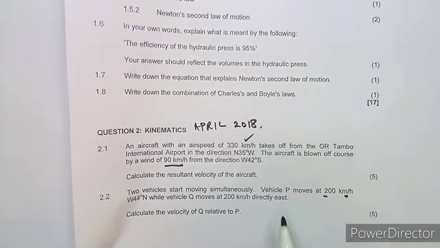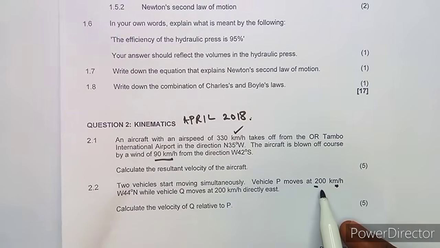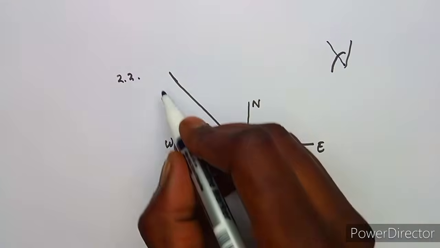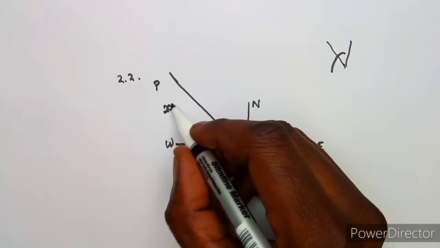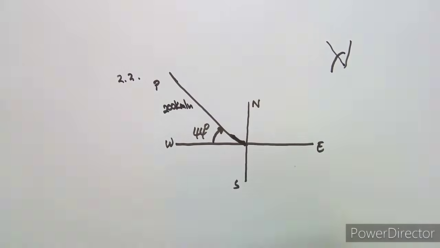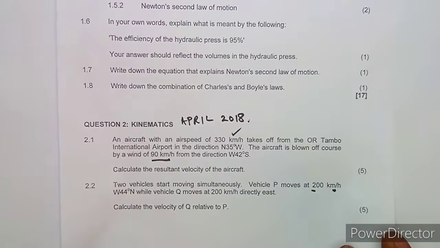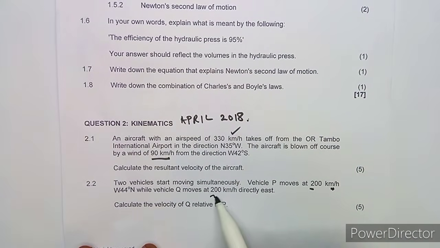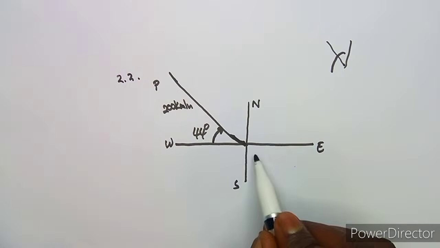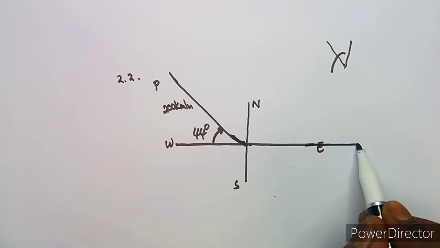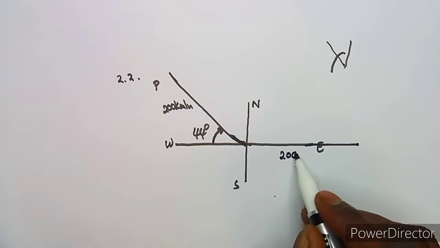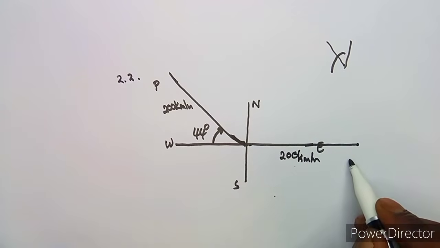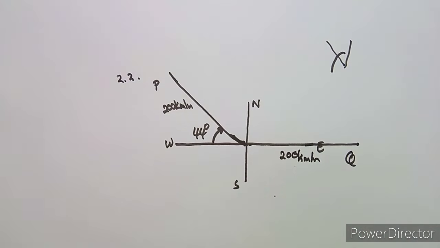So this is your P with a speed of 200 kilometers per hour. All right, we move on to another one. Q is moving 200 kilometers per hour directly to the east, which means this one is moving in a horizontal line, directly east. We've got 200 kilometers per hour. This is our Q.